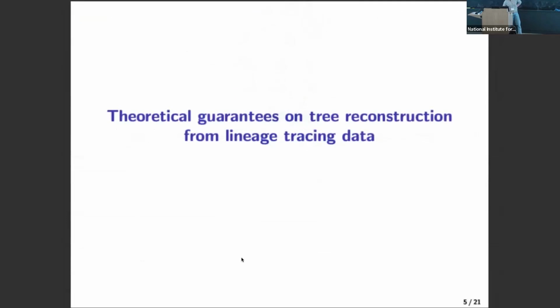So the first thing I want to talk about is a project that we did on lineage tracing data. So understanding when we do get accurate reconstruction from these data, so that if we can understand this, then we can move on to the more difficult picture, I suppose.